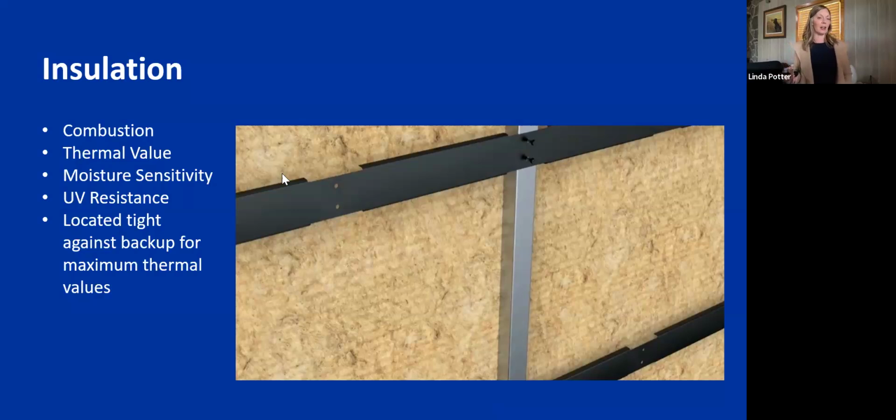When it comes to the insulation layer, you're thinking about combustion, thermal values, moisture sensitivity, UV resistance. At the end of the day, we want it located tight against that backup for you to get those maximum thermal values. Most of the time in these panel installations, you're going to see a mineral wool type of insulation just because it doesn't burn and it drains. But I've also seen moments where you see other types of insulations there. As long as you're considering all of the things adjacent to that, there's a lot of things that we'll start to see as you bring these parts and pieces together to build your walls.